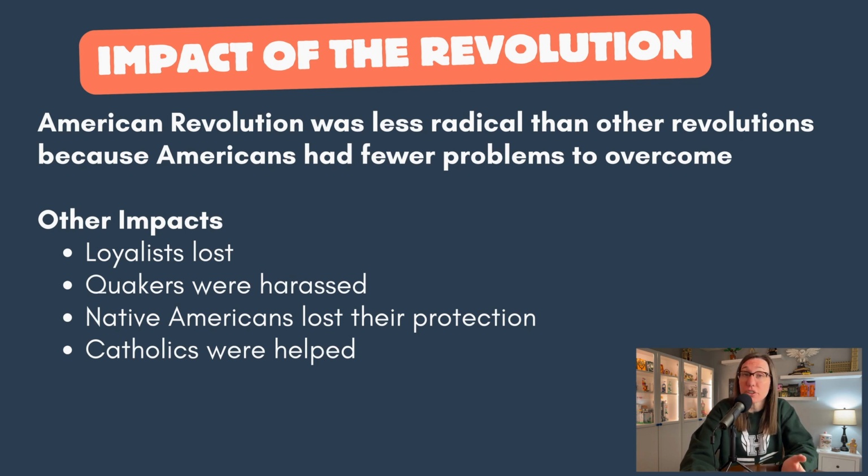Native Americans now had to deal with Americans moving west past that old proclamation line because now there is nothing stopping them. The redcoats are no longer there to enforce that line. It doesn't exist anymore because of the war. And so we know this is going to devastate their tribes later on. And Catholics actually had better treatment after the war because Spain and France, which were Catholic nations, sided with the United States during the Revolution. So we do see an improvement in that area.